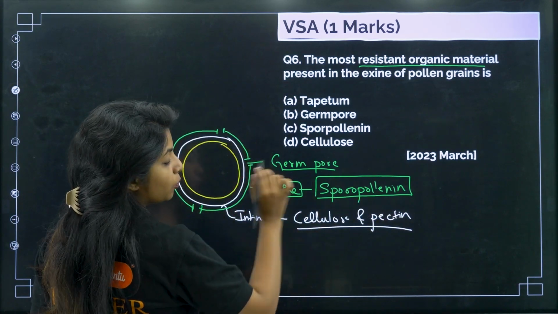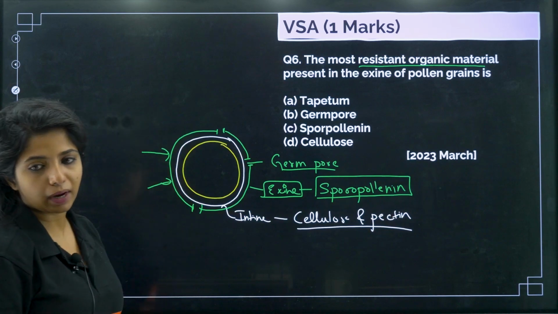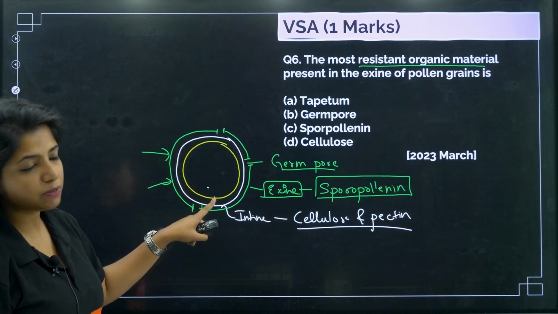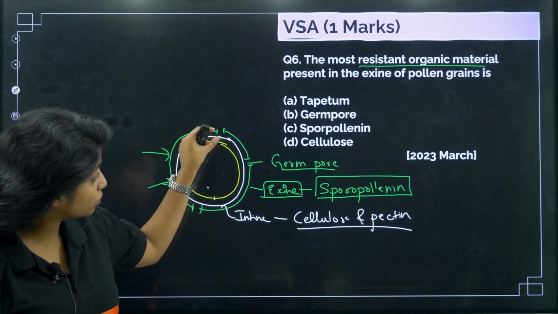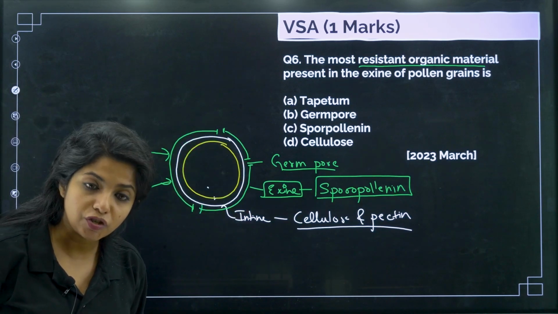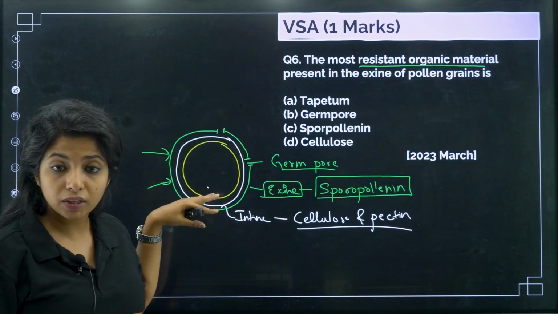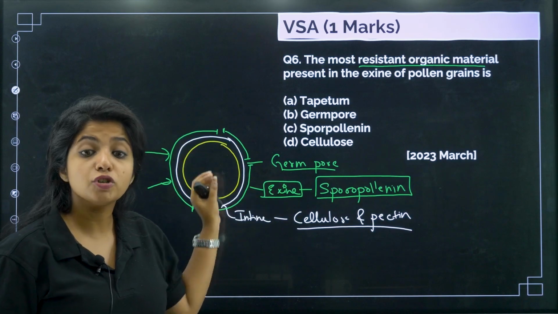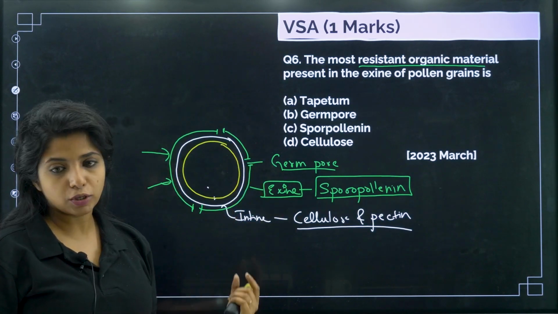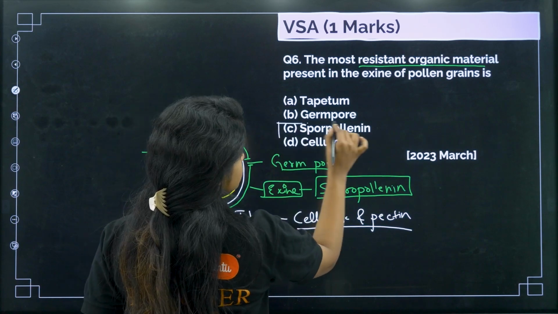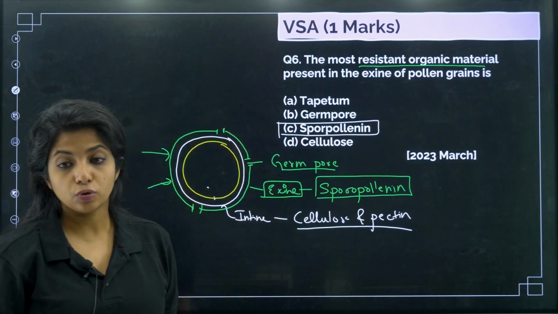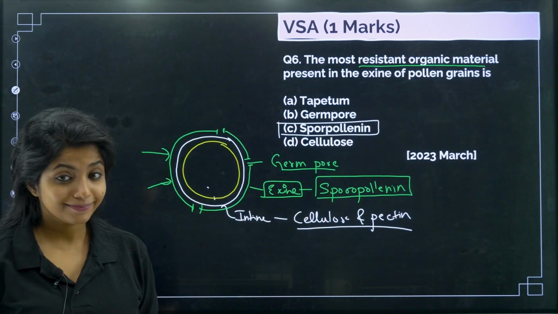Okay, exine is sporopollenin, intine is made up of cellulose and pectin, and then inside that you have the plasma membrane. This pore that you are having over here is known as the germ pore, which lets moisture and everything in, and also later for the formation of the pollen tube you need this space. Pollen tube, you will study about that. So this becomes your answer. This is a 2023 March question.